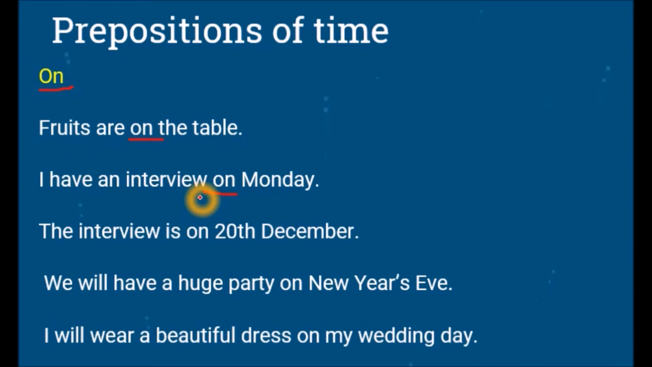We can use on to discuss certain days of the week. Next example, the interview is on 20th December. So the preposition on is also used with specific dates, like in this sentence, the speaker is using on with a specific date. Next example, we will have a huge party on New Year's Eve. The preposition on is also used with special days, such as New Year's Eve, or in the second example, I will wear a beautiful dress on my wedding day. So in the second example, the speaker is using on with my wedding day. It's a special day for the speaker.